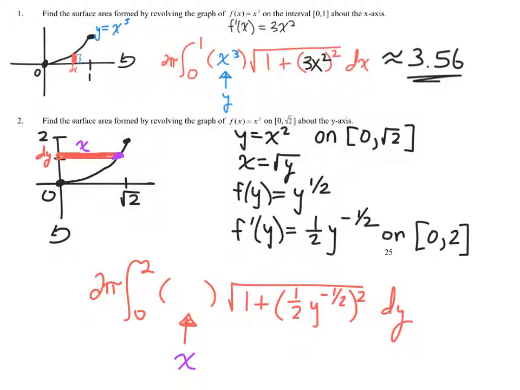All right, so x is equal to the square root of y. Pop that right in. And then just check, make sure everything's in terms of y. It is. We're in good shape. So 2 pi times the square root on the interval of 0 to 2. Now you can use y's, but I just default to x's. It doesn't end up mattering.